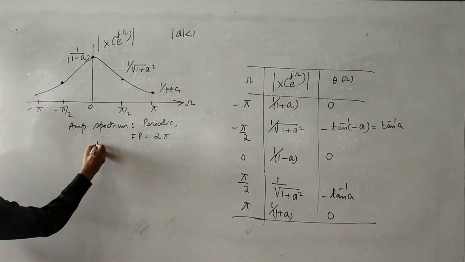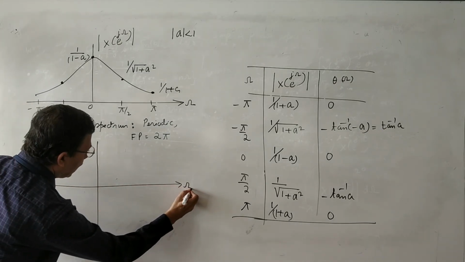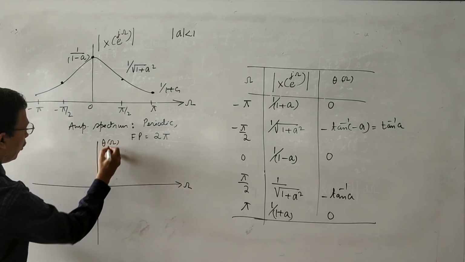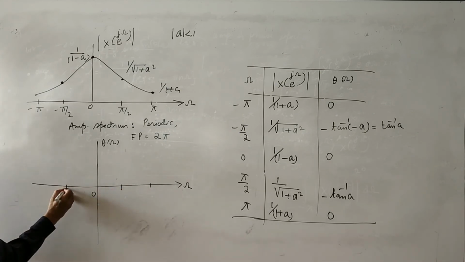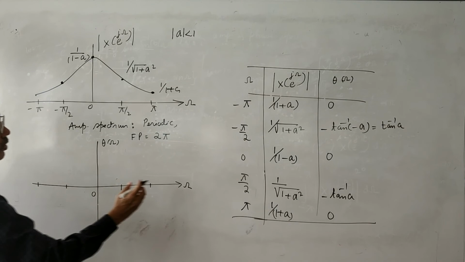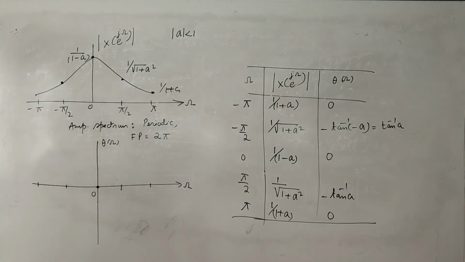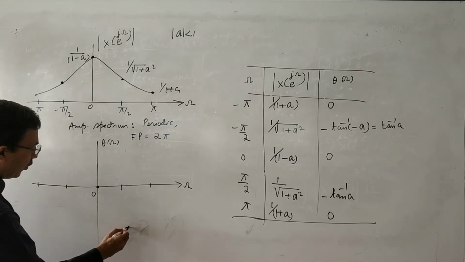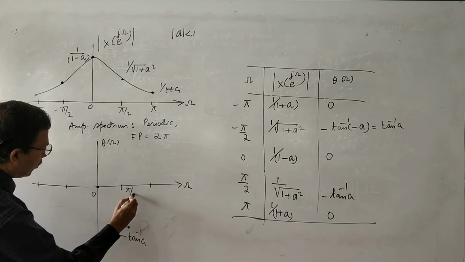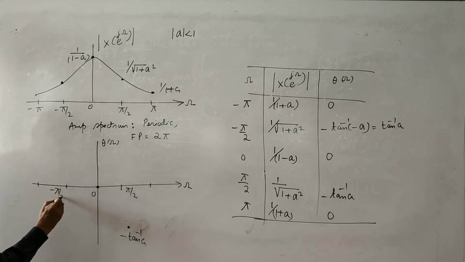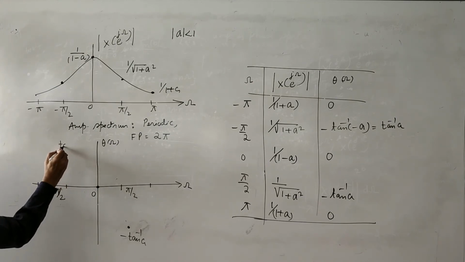Next, I am going to plot the phase spectrum. X-axis is omega, y-axis is theta of omega. This is 0, pi by 2, pi, minus pi by 2, minus pi. When omega is 0, the value is 0. When omega is pi by 2, it is minus tan inverse of a. When it is minus pi by 2, what is the angle? It is plus tan inverse of a.